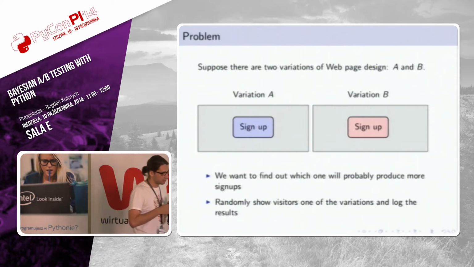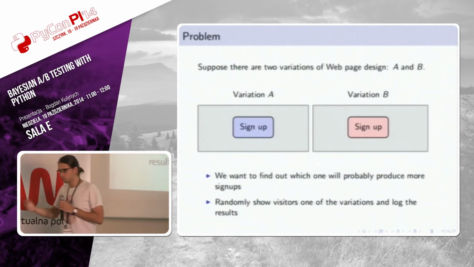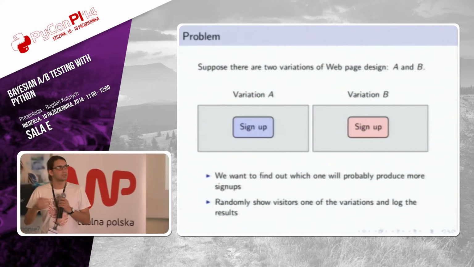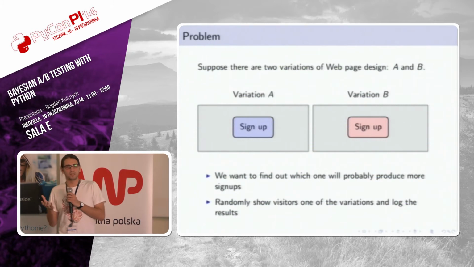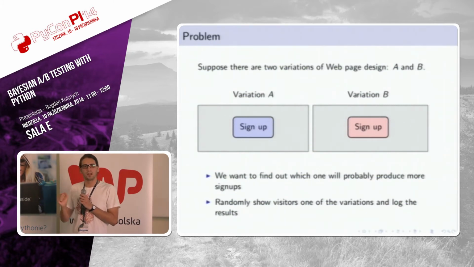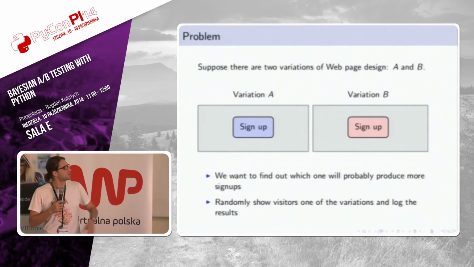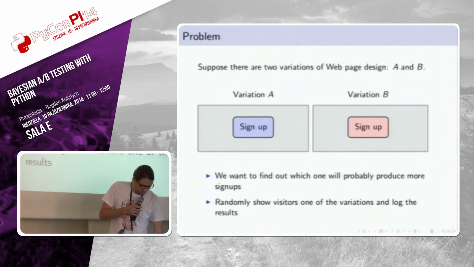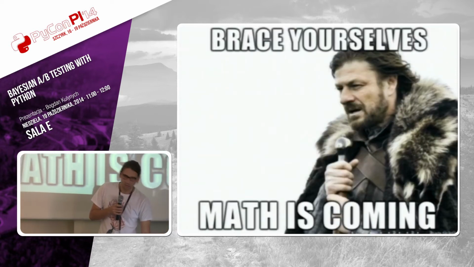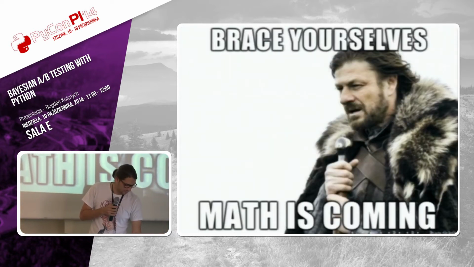Okay, and you want to randomly show your users these variations. You may do it in a complicated way using multi-armed bandits, or you can just randomly show it. It doesn't really matter for now. So how do you deal with it usually? Yes, math is coming.